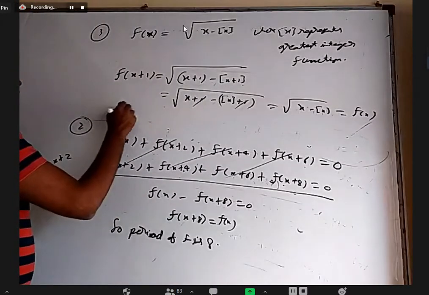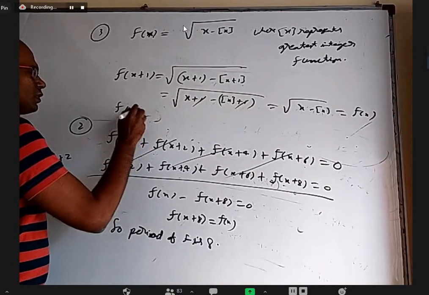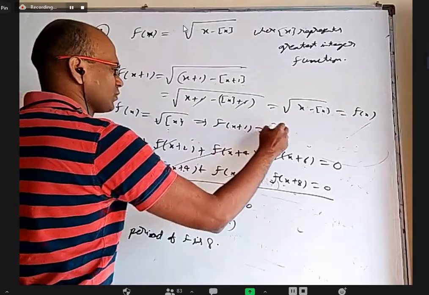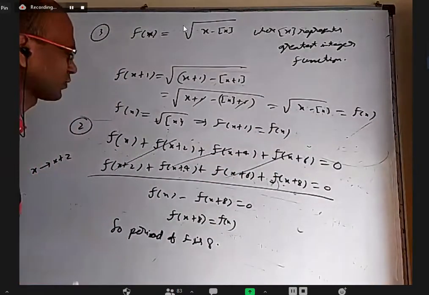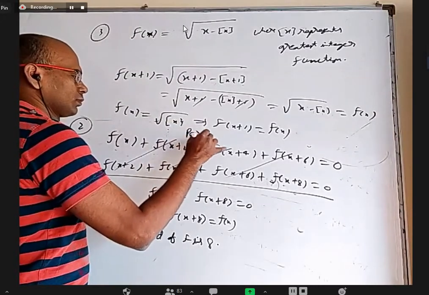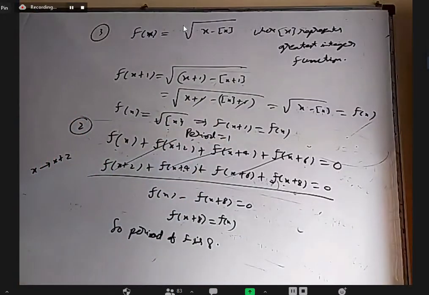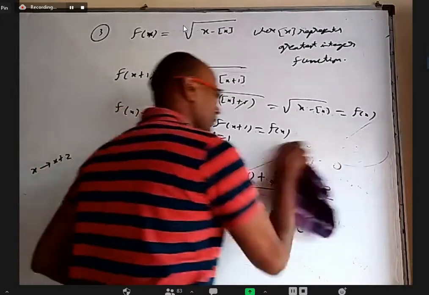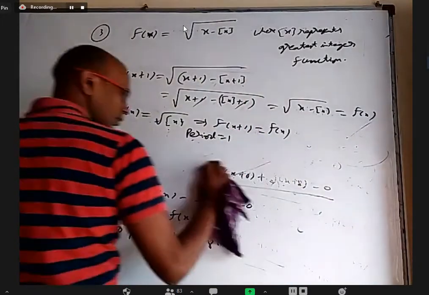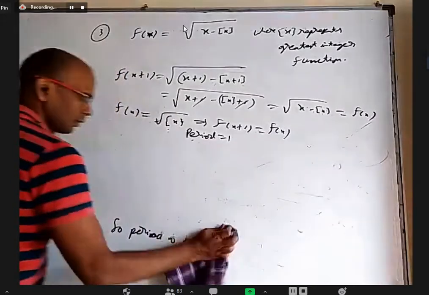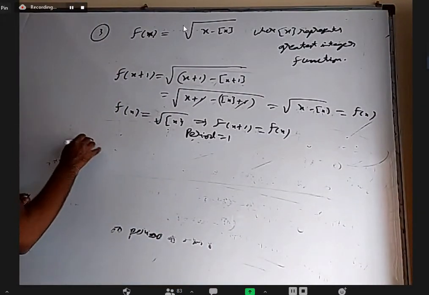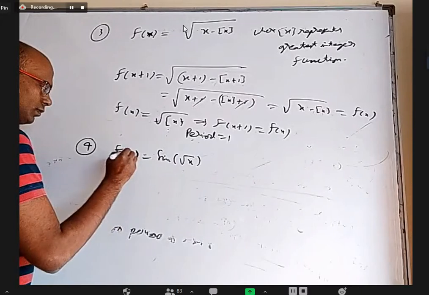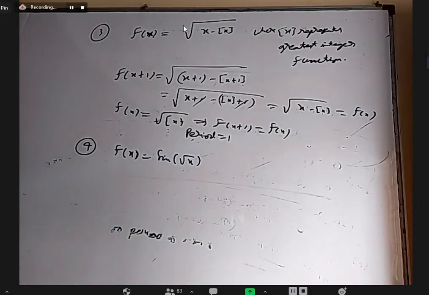Otherwise, you can say f of x is equal to square root of fractional part of x, and f of x plus 1 is the same as f of x. Whatever it is, it is a periodic function with period 1. Okay. f of x is equal to sine of root x. What's the period?